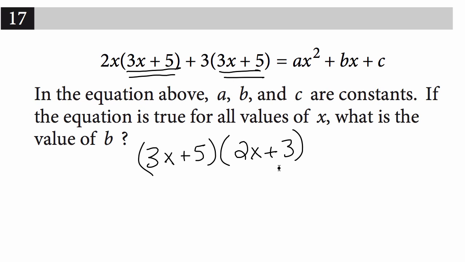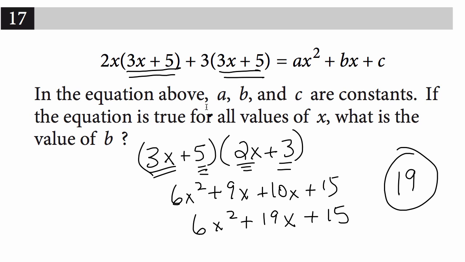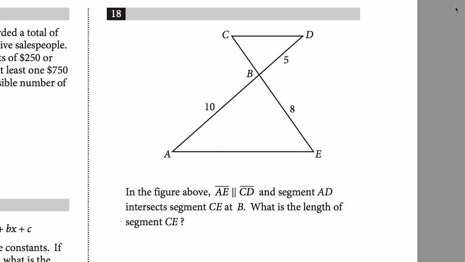Okay, that's all really you're doing there. So now we just FOIL it. So first, 6x squared, outer is 9x, inner is 10x, and last is 15. So you get 6x squared plus 19x plus 15. And what does it want to know? What is the value of b? 19. You're done. So all came from the fact that you had to factor out these terms, and all you're left with is 2x plus 3.